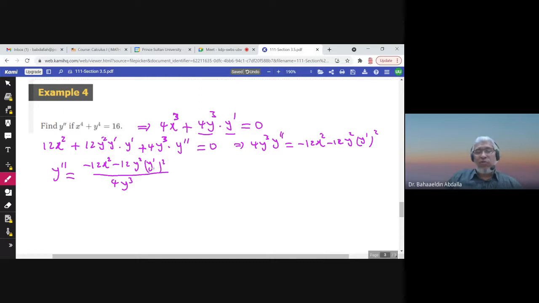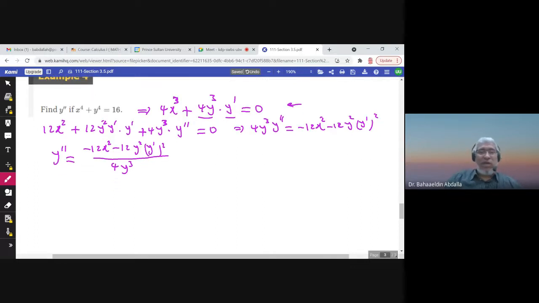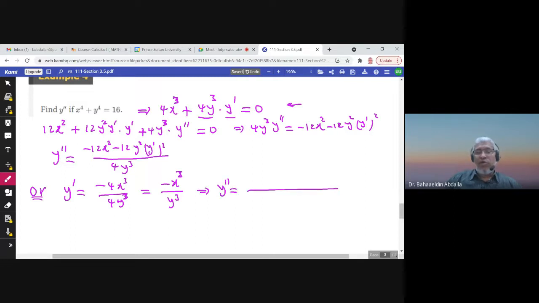But the only thing here is you have y prime along with y and x. If you want to remove y prime from here, you need to solve the first equation for y prime. Okay, so let us do it the other way for us to learn. So y prime from the first equation would be equal to negative 4x cubed over 4y cubed, and this would be negative x cubed over y cubed. And now to find y double prime, I use the quotient rule.